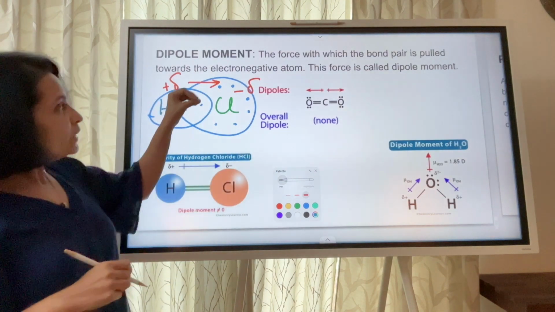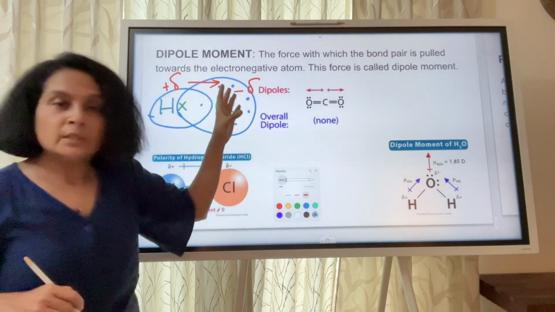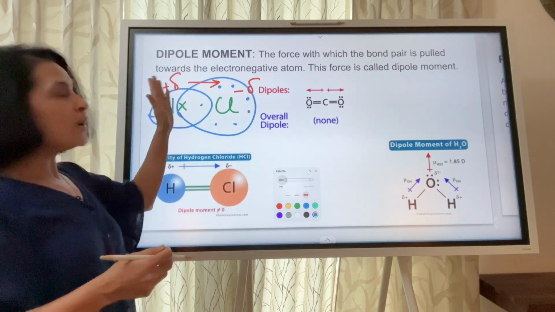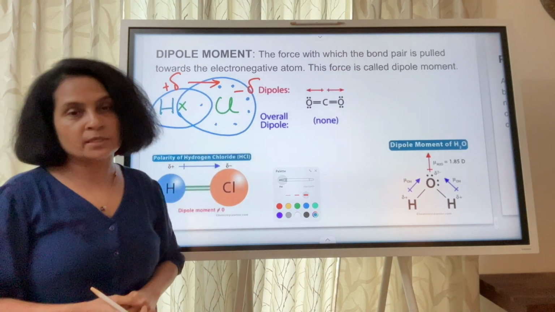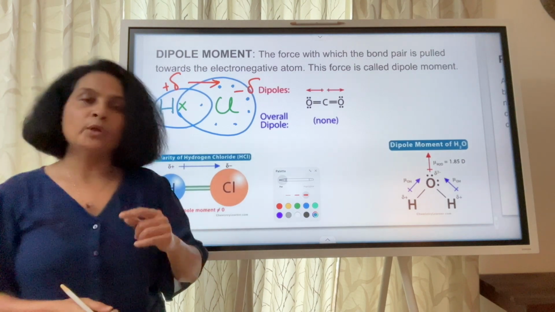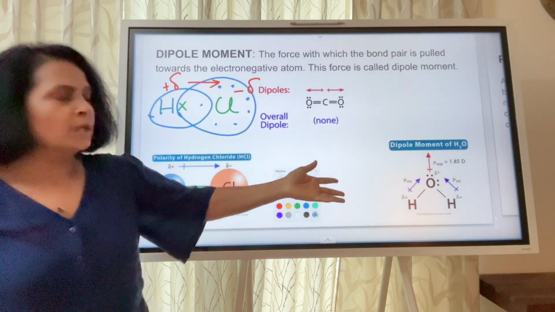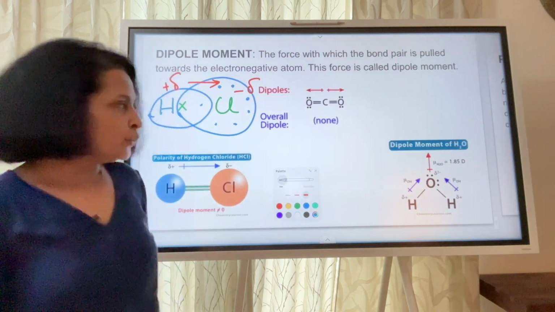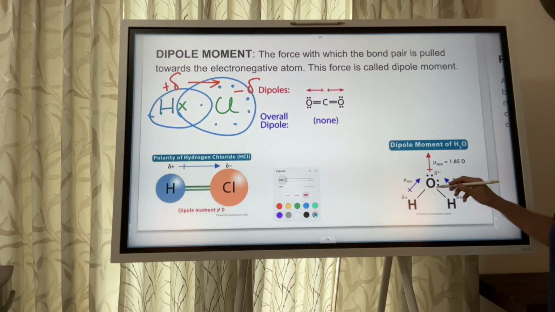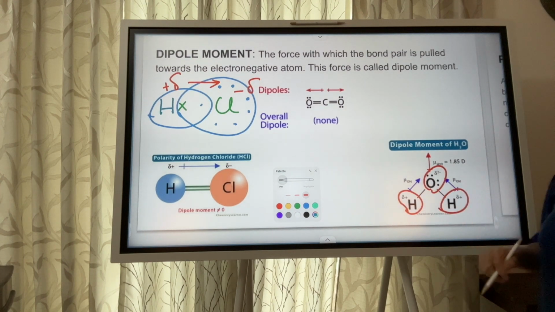So when the bonded pair is pulled more towards the chlorine atom, it creates a partial negative polarity on the chlorine atom because it is more electronegative, and a partial positive polarity on the hydrogen atom, right? So which is what is making hydrogen chloride a polar covalent compound, right? Let us try to understand it further. Let us take an example of water molecule. Okay, so water molecule again has oxygen, which is more electronegative as compared to the electropositive hydrogen atoms.